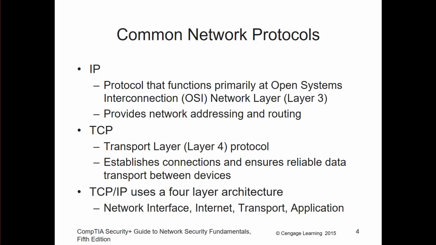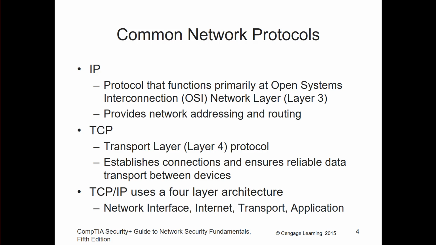Alright, so IP is the protocol that functions primarily at layer 3 of the OSI model. It handles routing, and it also handles IP, or logical addressing. TCP is a layer 4 protocol at the transport layer. It deals specifically with transmission, establishing connections, and ensuring reliable data transfer between two devices. TCP is connection oriented, meaning it is guaranteed delivery.